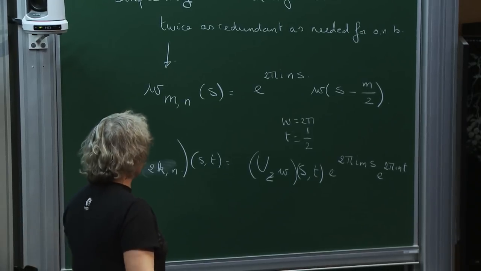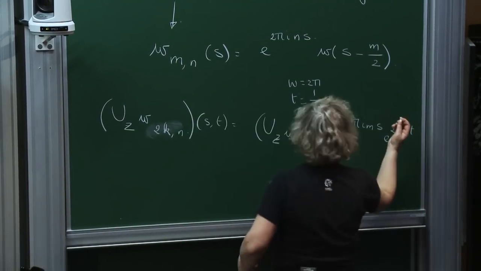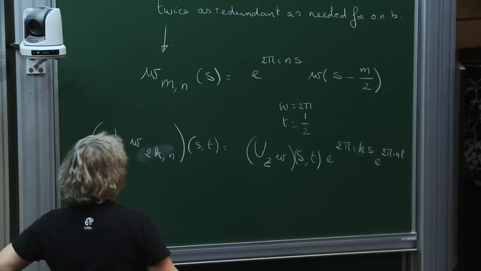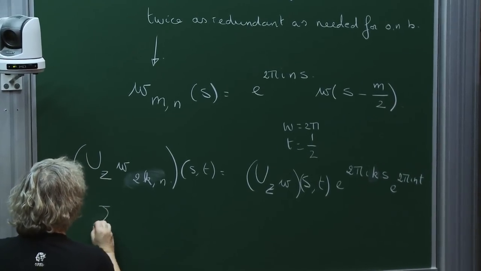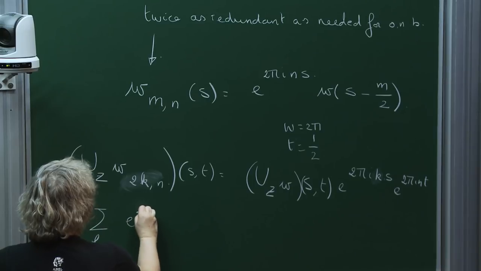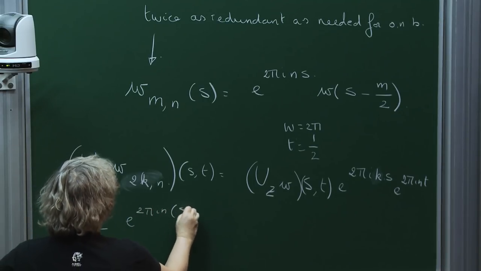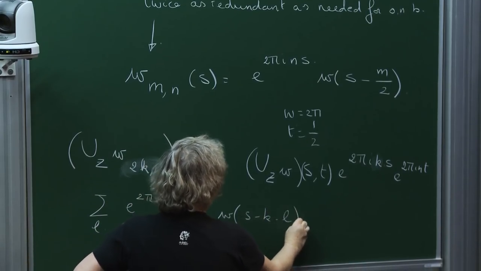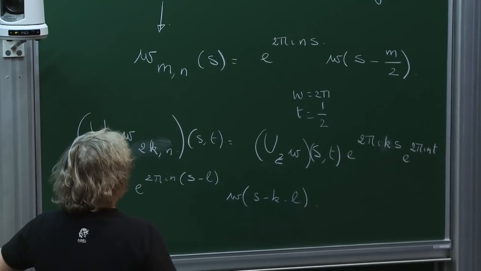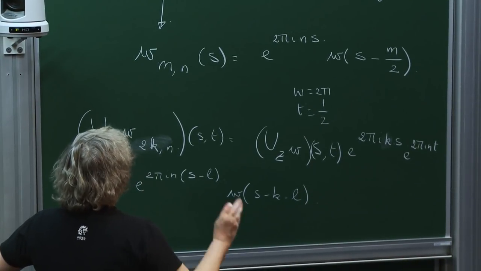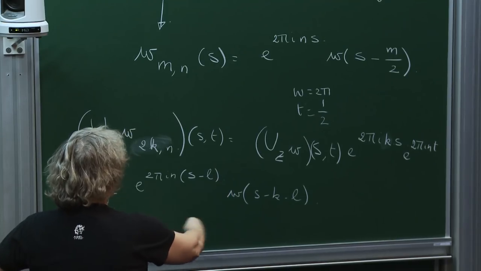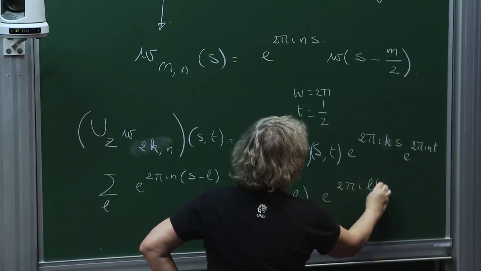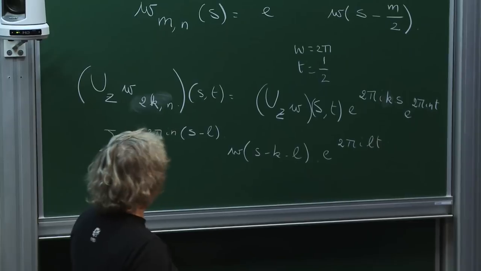If I'm not mistaken, well, let's compute it quickly. Okay, sorry. Yeah, there's a k somewhere here. So, we get the sum over L of e to the 2 pi i n (s minus L) w(s minus k minus L). And yes, that's the whole thing in s minus L. And then I also have to write an e to the 2 pi i L t.